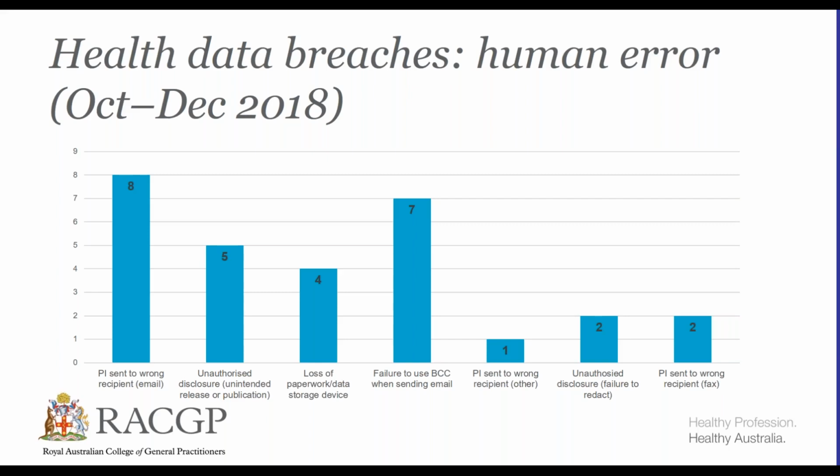There was also a significant number of situations where people failed to use the BCC function when sending emails, thereby disclosing personal information to a wider group of individuals. And we've also seen lost paperwork or storage devices, as well as unintended release or publication of information.